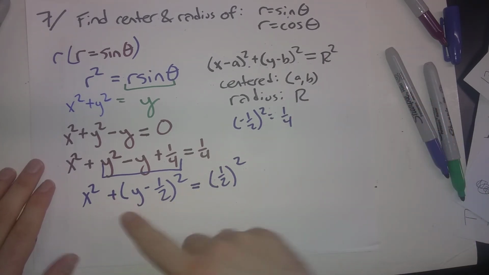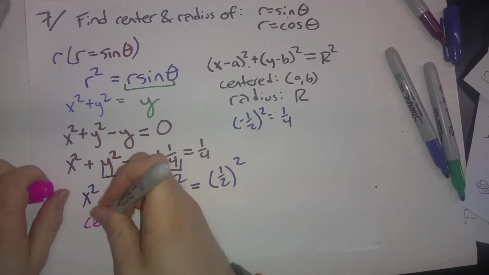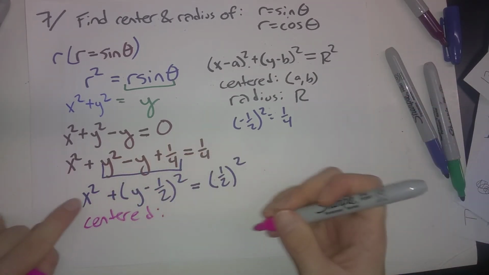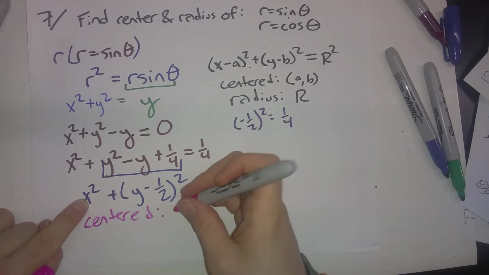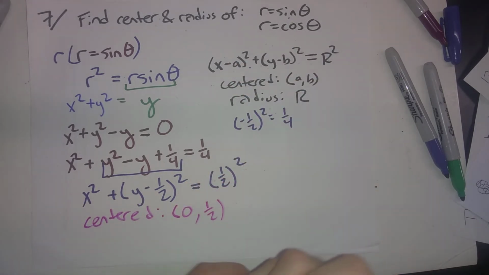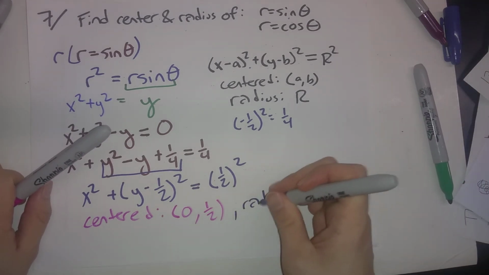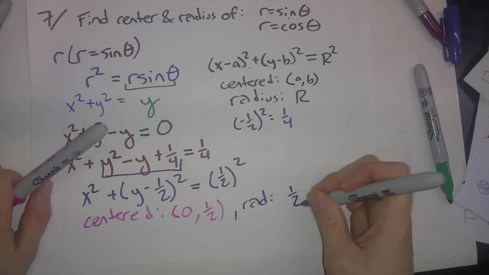So now we can just read off our answer here. This is x minus 0 squared, so x is 0, and y minus 1/2 squared. So it's centered at x is 0, y is 1/2, and the radius is going to be 1/2.